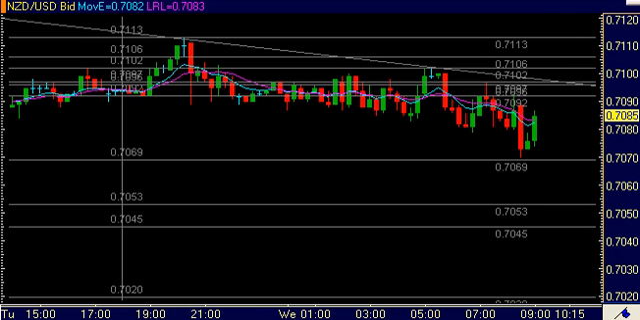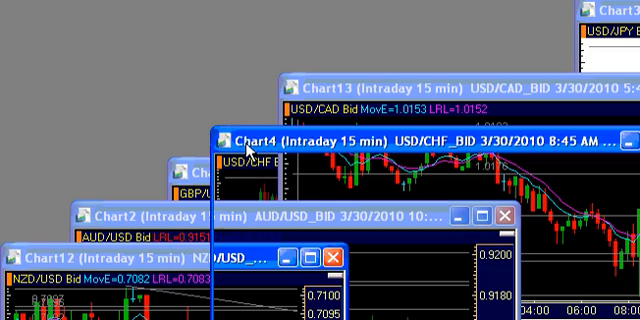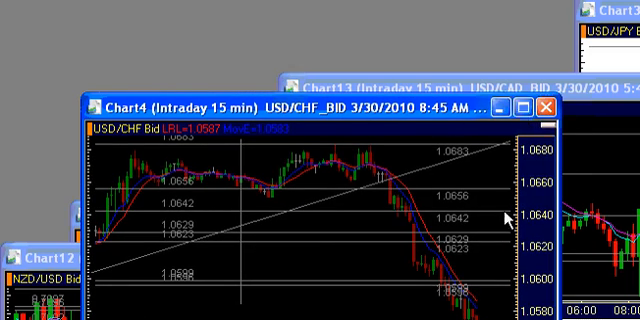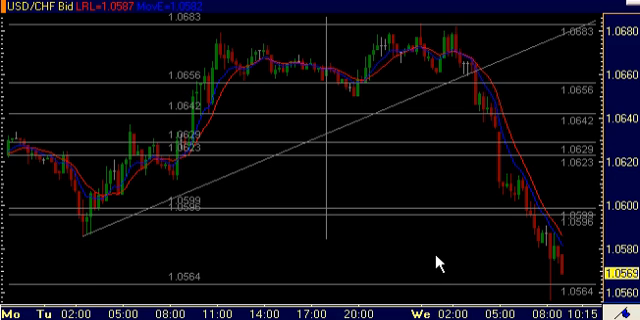Let's take a look at the Franc. Franc just ran away from us. It never came back to fill anything. It just went down. It got a close below this barrier, never came back. Got a close below this barrier, never came back. Nothing happened there.